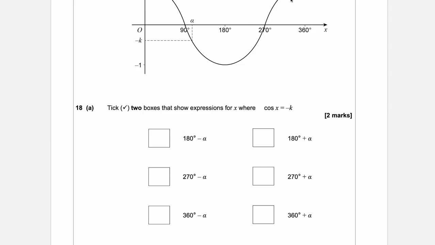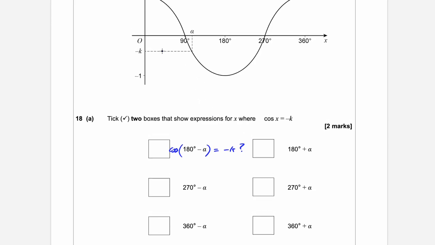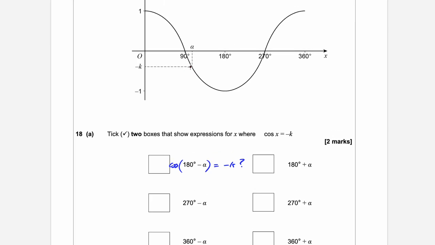So does the cos of this equal negative k? Yes or no? Does the cos of this equal negative k? Does the cos of this equal negative k? That's what he's asking. So let's have a look. Negative k is here. So I'm going to draw a line along, guys. Let's just draw a line straight across from here. This is negative k.